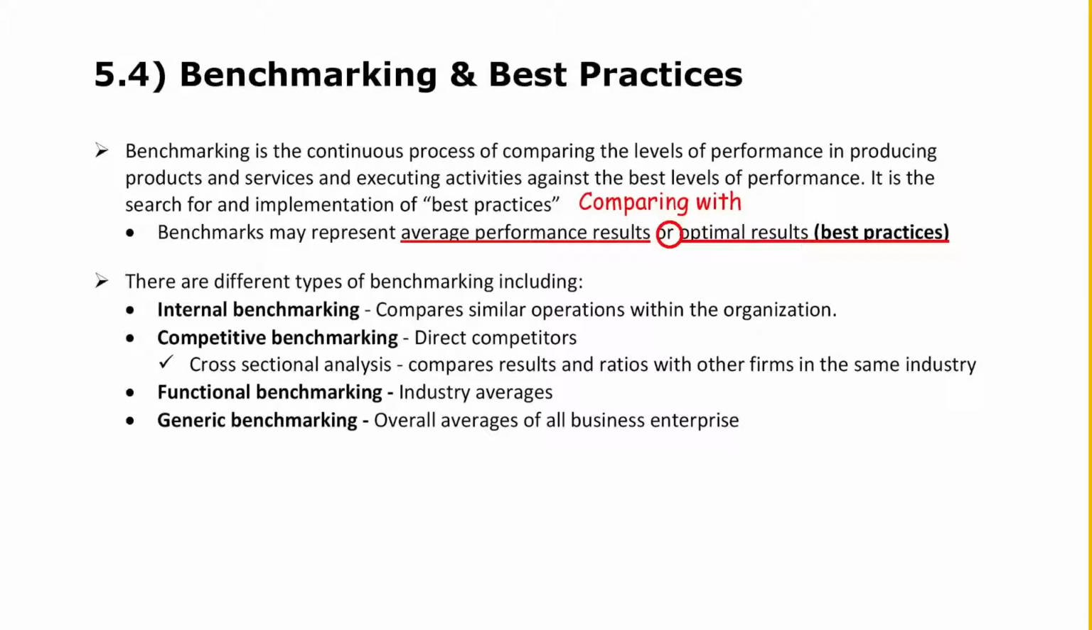Now, there are different types of benchmarking which include highlight internal benchmarking. And in this case, you're comparing underline similar operations within the organization. Highlight comparative benchmarking. Here you're comparing yourself with underline direct competitors. Highlight functional benchmarking, where we're looking at underline industry averages. And highlight generic benchmarking, where we're looking at underline overall averages of all businesses.